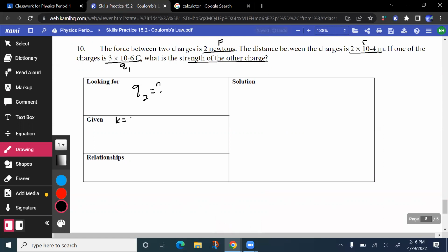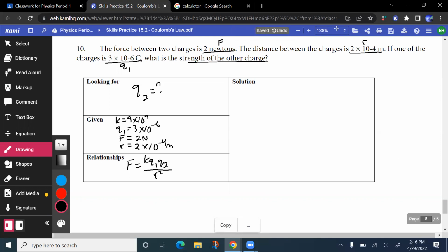We're given K. We are given Q1 at 3 times 10 to the negative 6. We are given a force of 2 newtons. And we're given R of 2 times 10 to the negative 4 meters. We're using the equation F equals K Q1 Q2 over R squared.